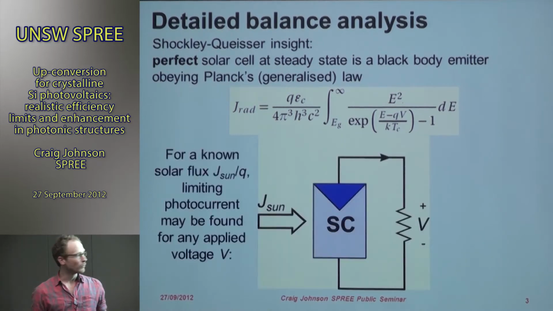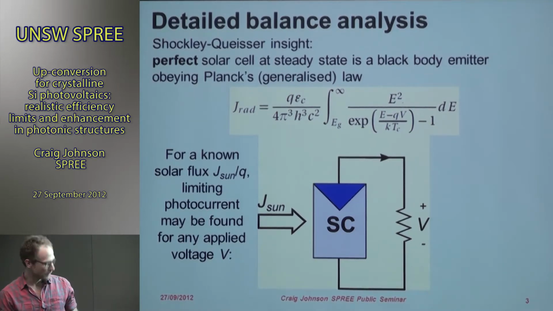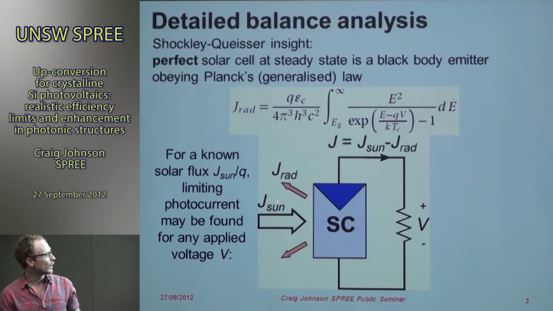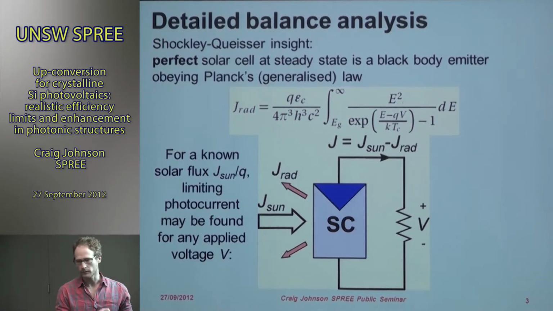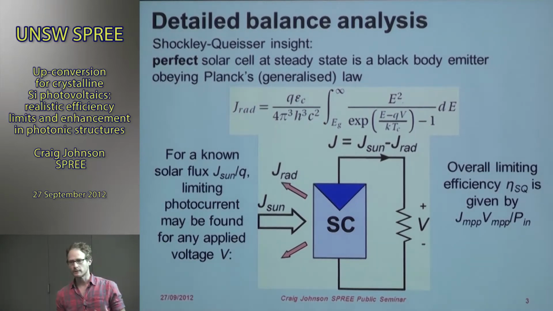And so that's really the way we can understand how good a solar cell can be, a conventional device, as a photovoltaic converter. So basically, for a known solar flux that corresponds to this symbol here, the limiting photocurrent can be found at any applied voltage if we know the temperature of the solar cell. And it really is just the difference between what comes in from the sun and what's emitted according to this expression here. That's what we'll go through out of the terminals and through the external circuit. And from that, we can just determine that the limiting efficiency is determined by the maximum power point divided by the input power from the sun.